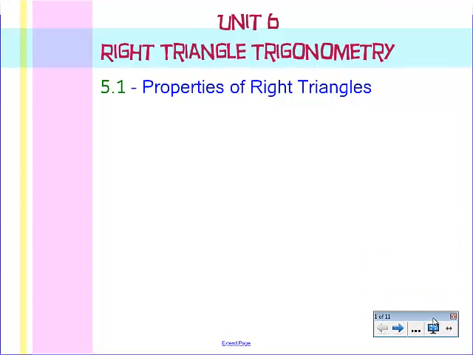This is an intro to Unit 6, which is all about right triangles and trigonometry. We will have 2 units over trigonometry, basic right triangle trig, and then we'll do the more advanced general angle trig. So this is lesson 5.1, property of right triangles.